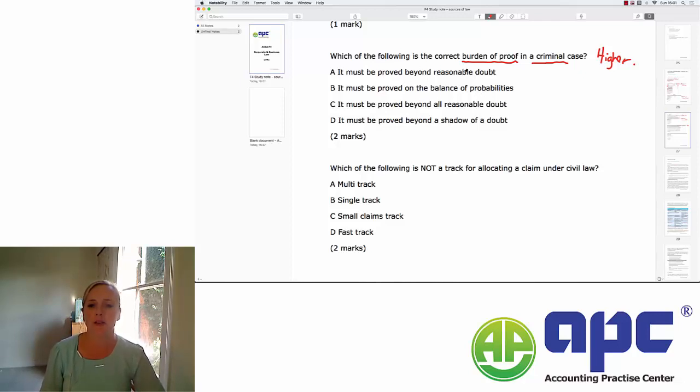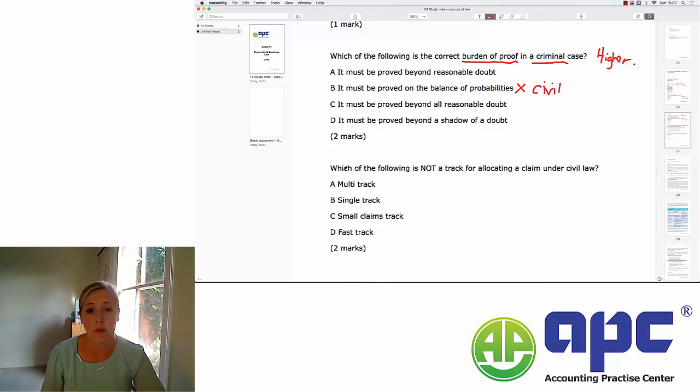And you've probably gathered from reading them that this balance of probabilities is a lower standard of proof. So that is not the right answer, because that is the burden of proof for a civil claim. It's a lower standard of proof to reflect the punishment that you may receive in a criminal case. So that leaves us with three more possible answers. And this is a very good example of a question where you have to know your wording quite specifically. So it's just a case of having revised this.